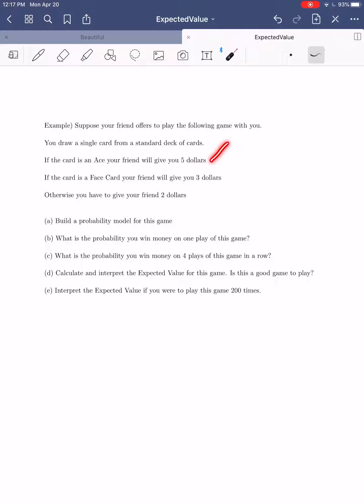So in other words, we have two ways of winning. If we get an ace, we get $5. If we get a face card, we get $3. Otherwise, we're going to lose and have to give up $2. So we want to do a couple things with this. First, we're going to answer some basic probability questions just to make sure we're still comfortable with that. So we're going to build a probability model for this game and then calculate a couple probabilities. And then we're going to interpret this expected value to decide if this is a good or bad game to play. All right, so let's go ahead and build our model first.